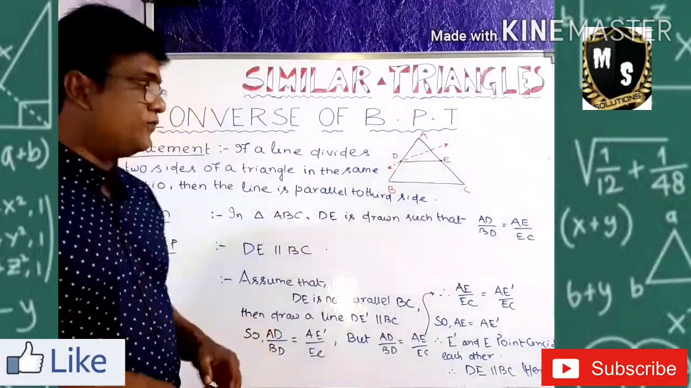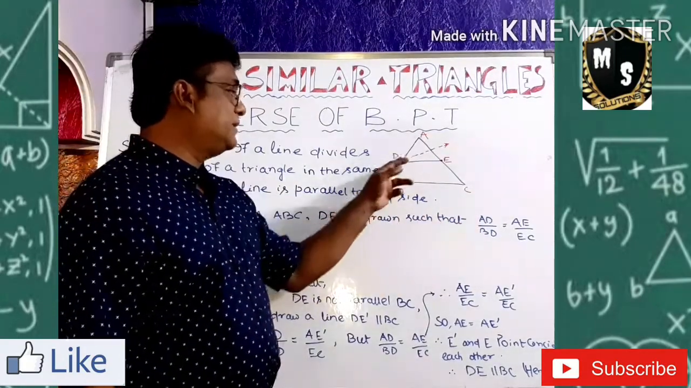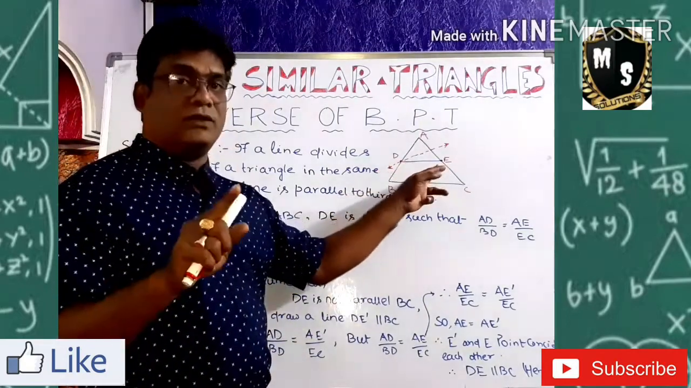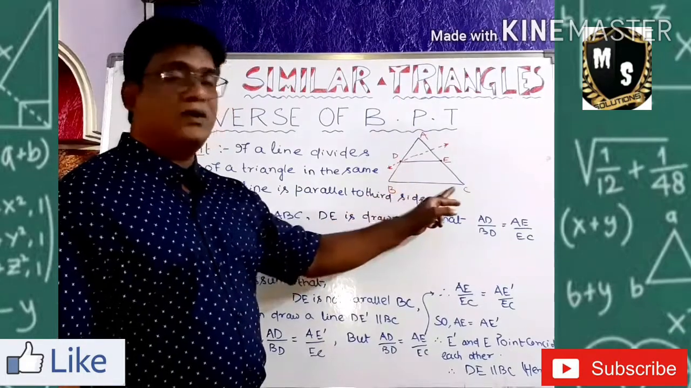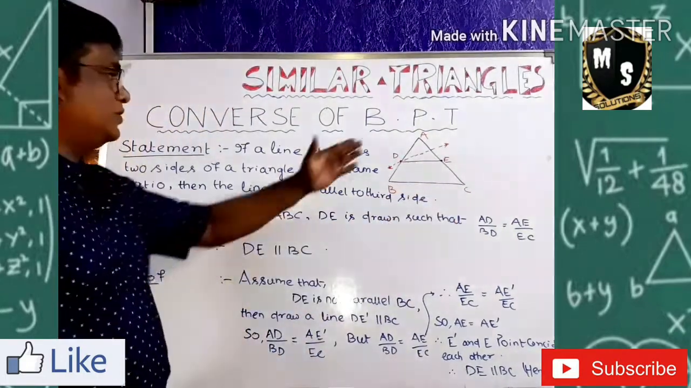So it is given. Then the line is parallel to the third side; that we have to prove. The lines are in the same ratio, and now we are going to prove that this line which is drawn is parallel to the third side. So DE is parallel to BC. We have to prove that. Look at it. I hope you understood the figure.